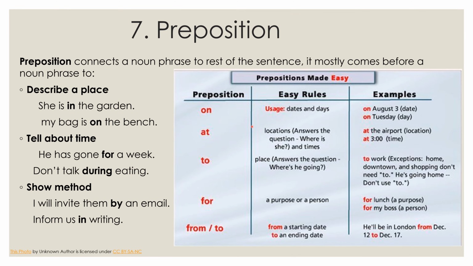Some prepositions are used in fixed ways. Like the preposition on can be used with dates and days, like on August, on Tuesday. At can be used with locations and time, at the airport or at 3 o'clock. To can be used with places, like to work, to downstairs. And for can be used when we're talking about some purpose, for lunch, she has gone for lunch, for my boss. From and to talk about some starting and ending date. He'll be in London from December 12 to December 17.